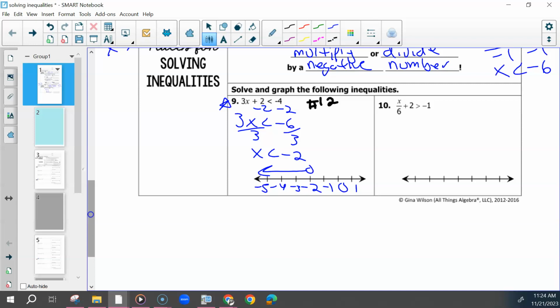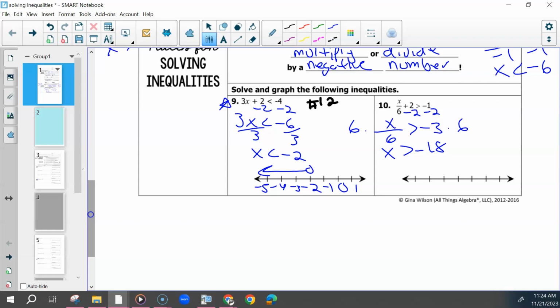We have to multiply everything by 6, but the easier part would probably be to subtract 2. And then multiply both sides by 6. Is the sign going to change here? No. Now if I was multiplying by negative 6, yes.